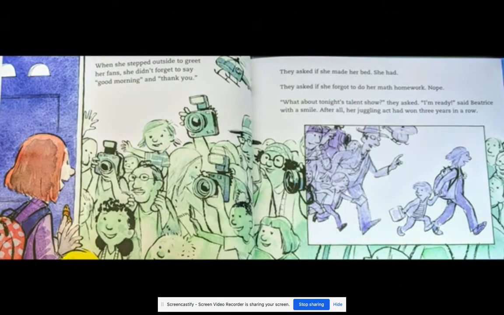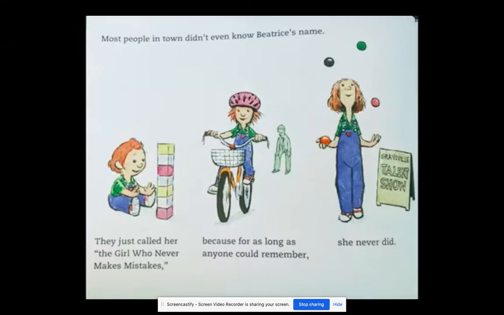When she stepped outside to greet her fans, she didn't forget to say good morning and thank you. They asked if she made her bed. She had. They asked if she forgot to do her math homework. Nope. What about tonight's talent show, they asked. I'm ready, said Beatrice with a smile. After all, her juggling act had won 3 years in a row. Most people in town didn't even know Beatrice's name. They just called her the Girl Who Never Makes Mistakes, because for as long as anyone could remember, she never did.